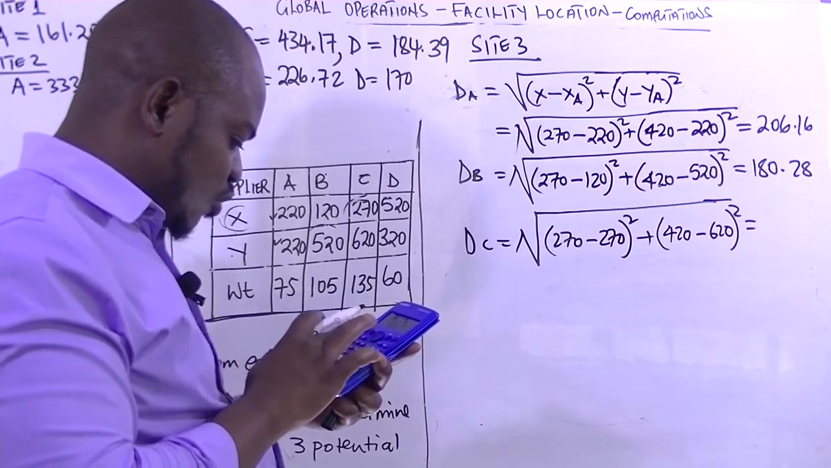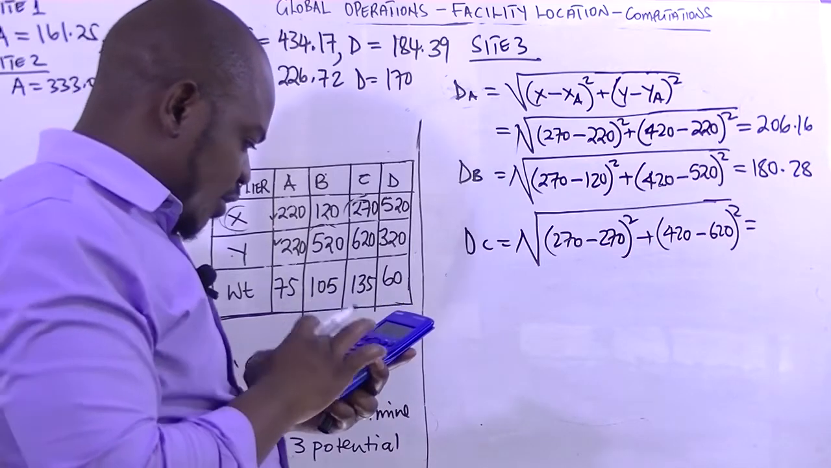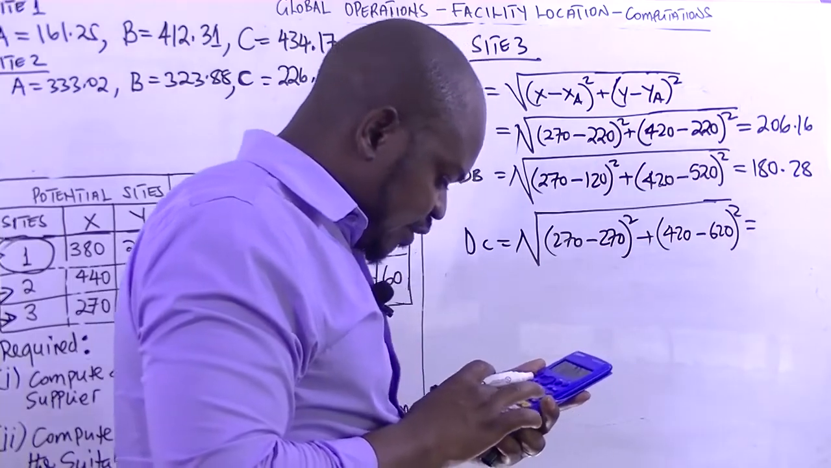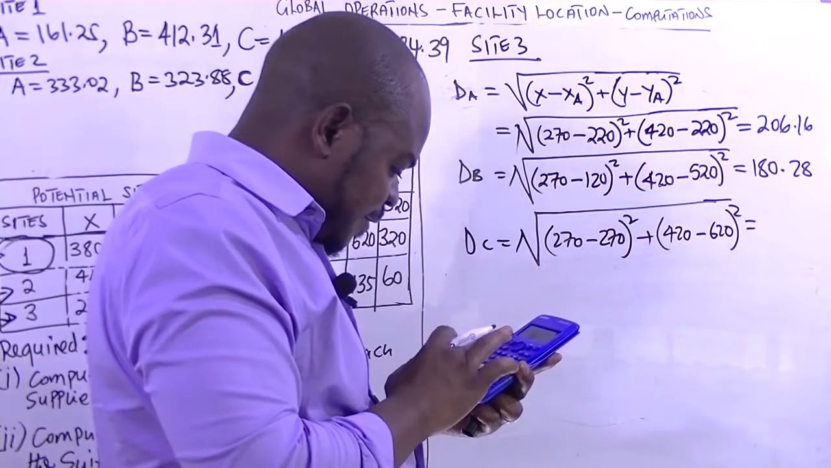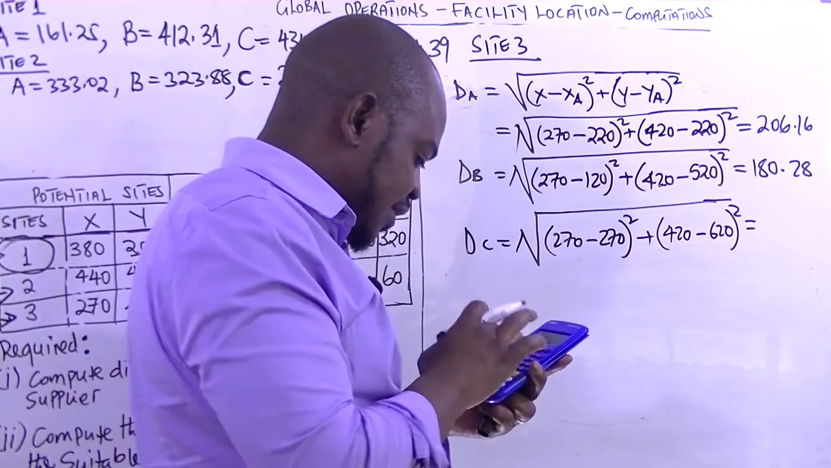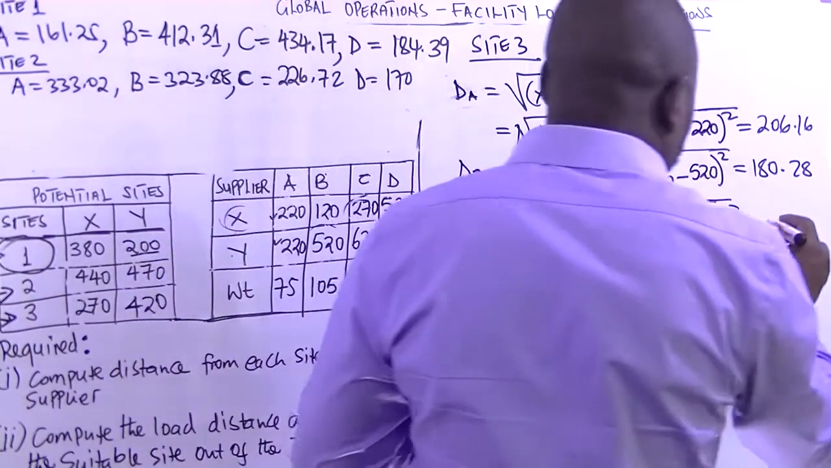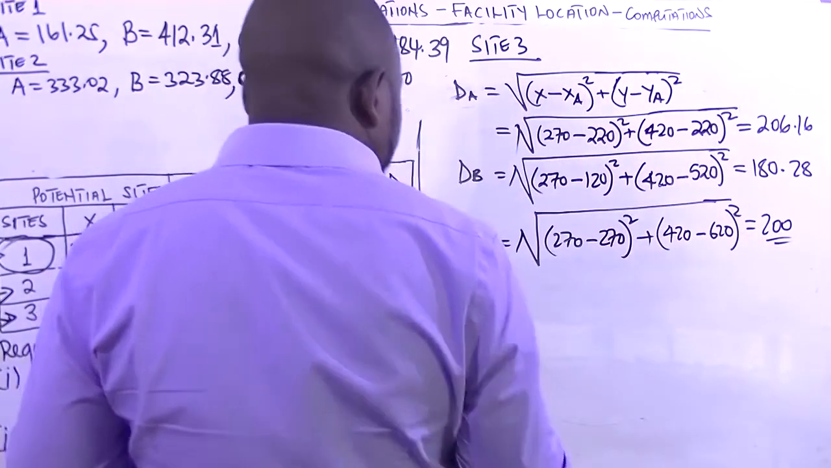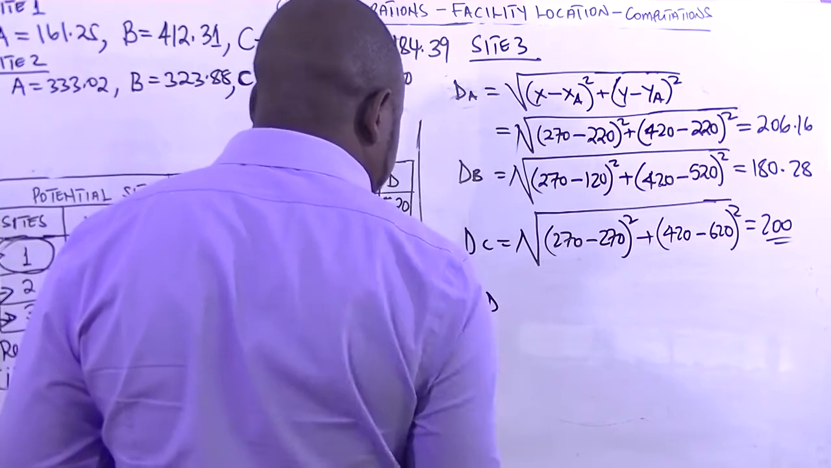270 minus 270, of course, that will give us a zero, but just for the sake of processing, (420 minus 620) squared. So we'll have a 200 here. Now D, which is the last one.